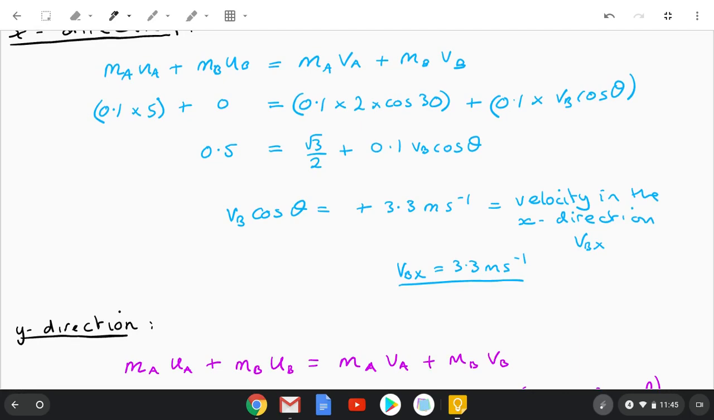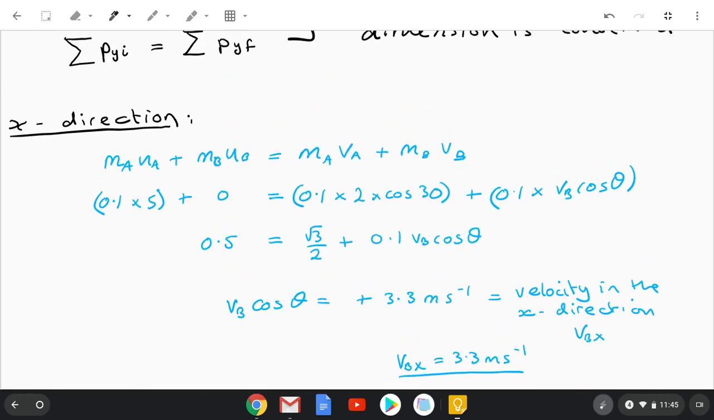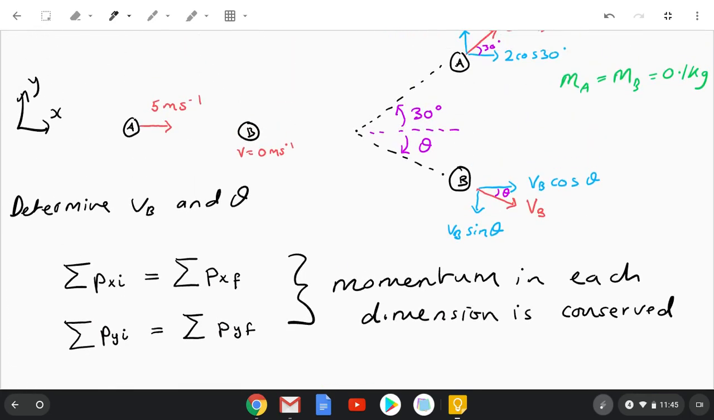Now let's look at the y direction. We determined that object A is only moving in the x direction. There's no y component, so the y component of velocity is equal to 0.